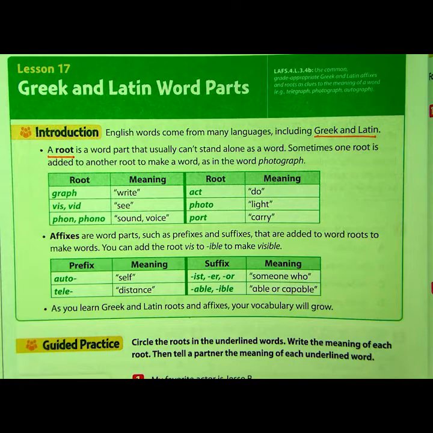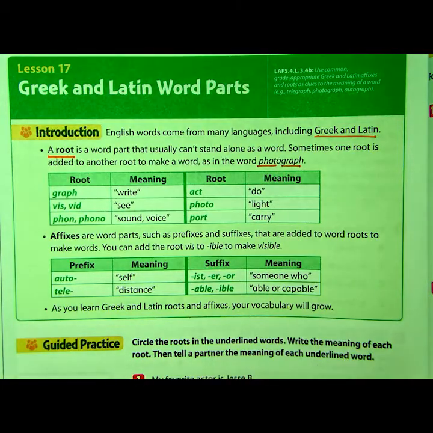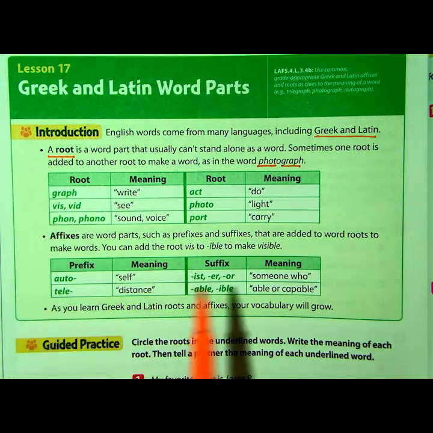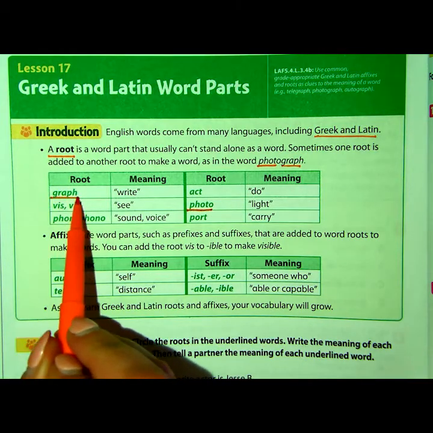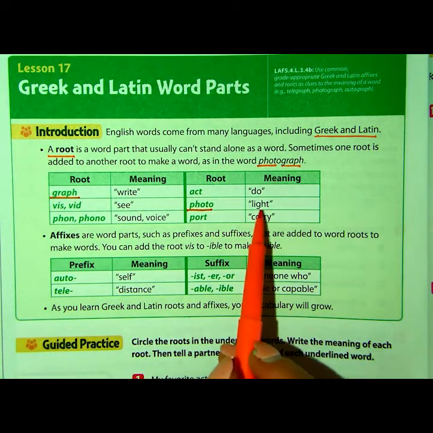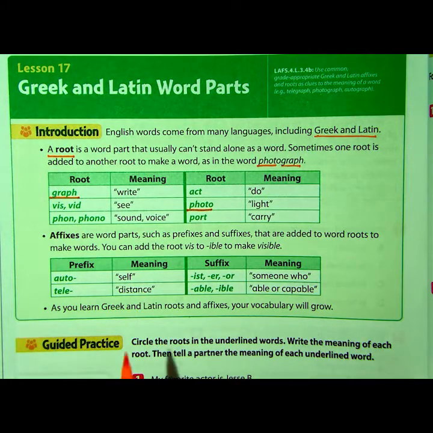And sometimes one root can be added to another. They give the example here of photograph. Well, we can see here that the root photo is being added to another root, graph, meaning light and write. Let's take a look here though. Sometimes you can see the second table.